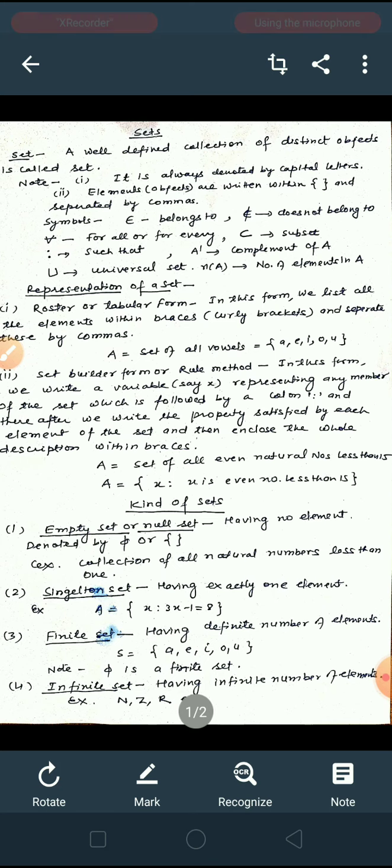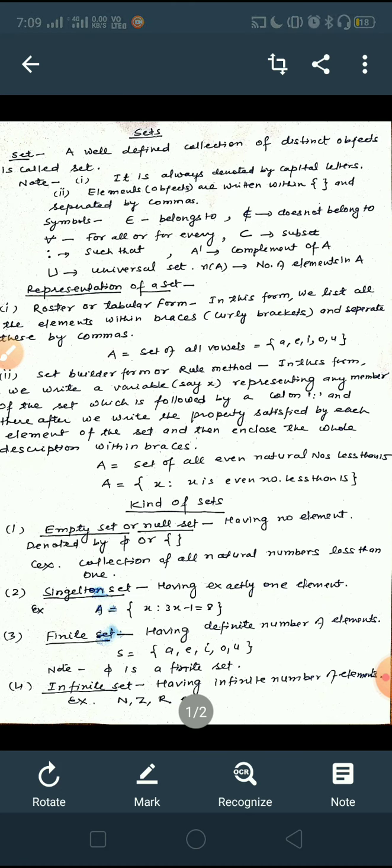Now, singleton set. A singleton set is one which contains exactly one element, neither less than 1 nor more than 1. Here is an example: A is equal to {x such that 3x minus 1 is equal to 8}. Children, there will be one solution for this equation: 3x minus 1 is equal to 8, 3x is equal to 9, x is equal to 3. That means there will be a single element, so it is called a singleton set.